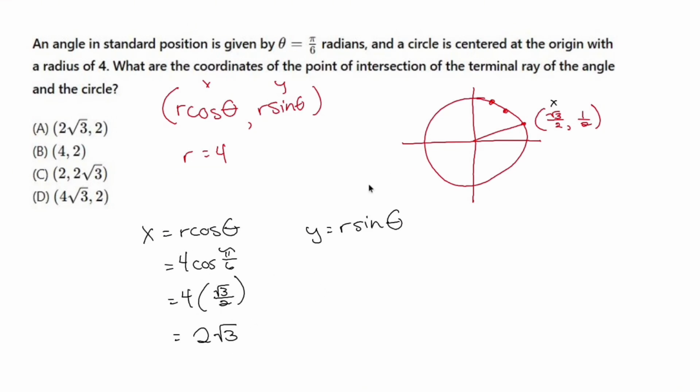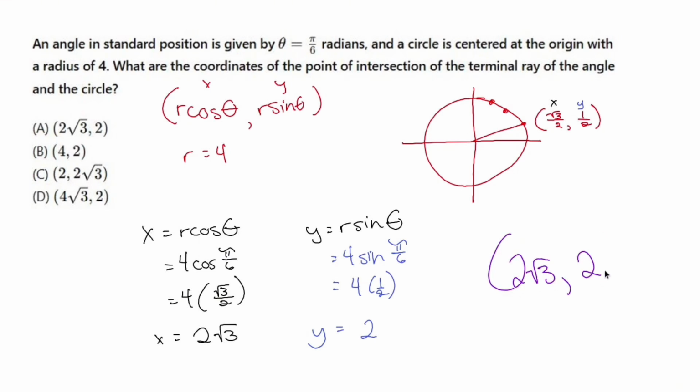My y value is going to be done similarly. Y is going to equal my radius, which is 4, times sine of π/6. Sine is the y value, which is 1/2. So 4 times 1/2 is 2. So x is 2 root 3, y is regular 2, which gives us the point 2 root 3, 2, which is going to be A.